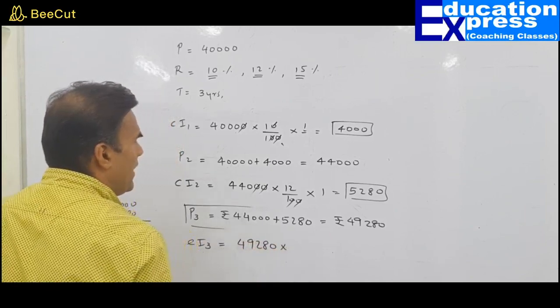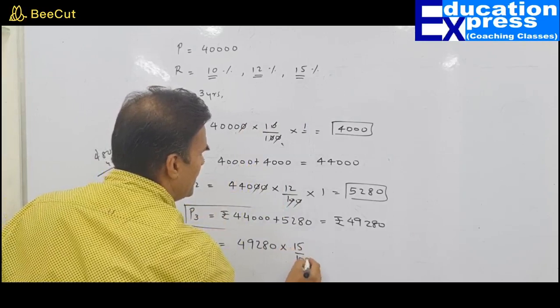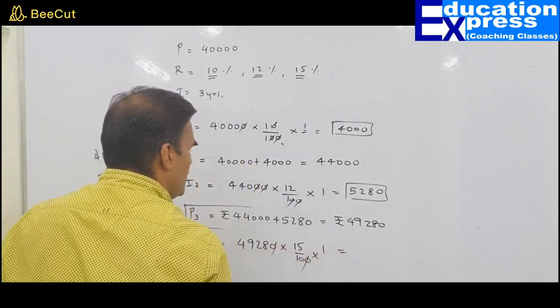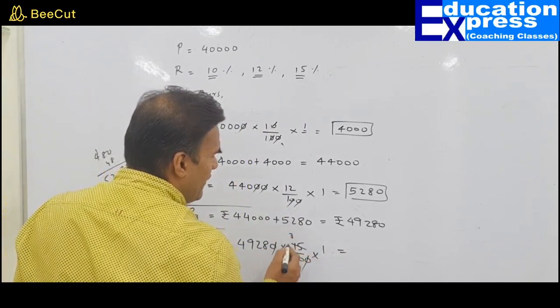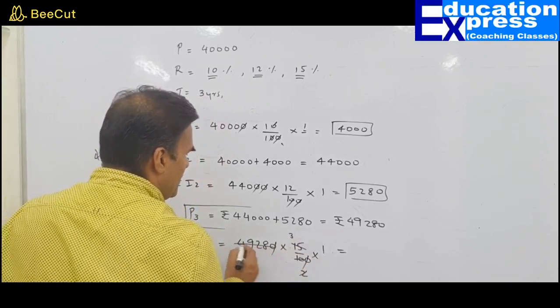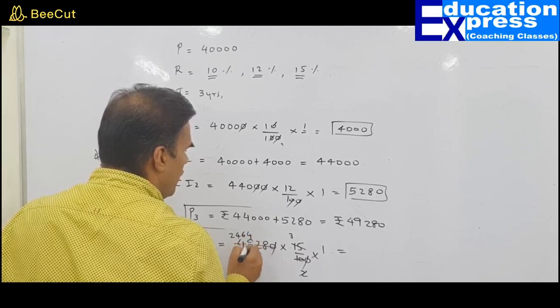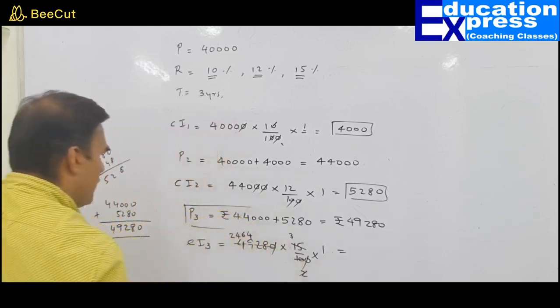49,280 multiplied by the rate applicable for the third year, 15%. Time is 1 year. Any further cancellation possible? So 3s are 5, 3s are 5, and 2s are... Further cancellation is possible here. 2, 4, 6, 4. So 2, 4, 6, 4 multiplied by 24.